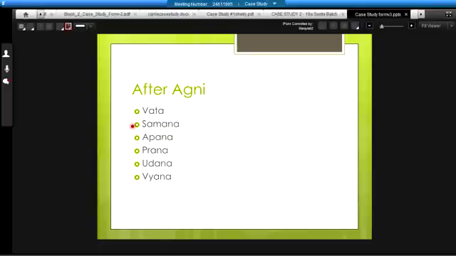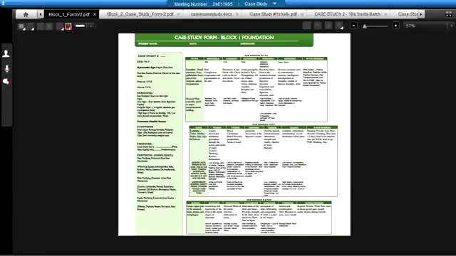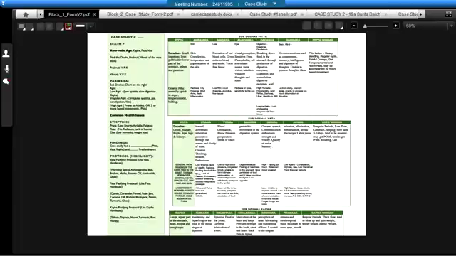So after the Agni assessment, we look at the Vata, Samana, Apana, Prana, Udana, and Vyana, and get an assessment of that. And here is the form for that, I believe, the subdoshas for the Vata, Kapha, and Pitta form. I think you can download a copy of this from the website, or you can make your own up as well.